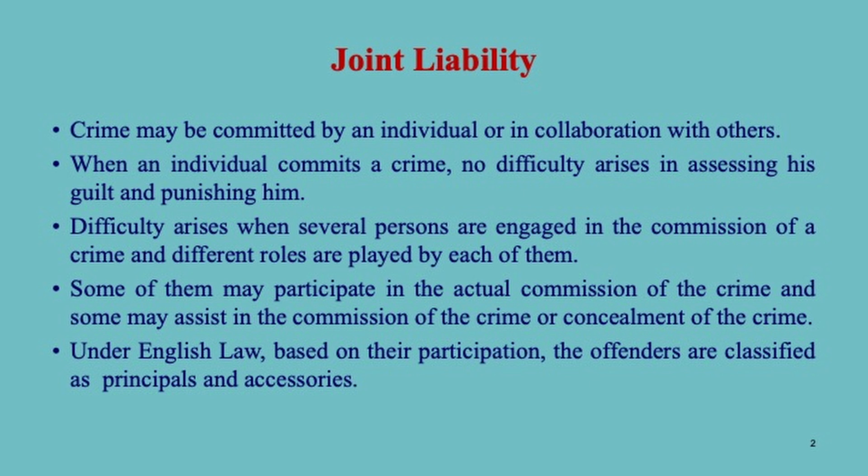When several persons are involved in the commission of a crime and different roles are played by each one of them, how are we to fix their liability? Some of them may be involved in actual commission of the crime, while others may assist in committing the crime or after committing the crime. According to their mode and degree of participation in the commission of crime, they are classified as principals and accessories under English law. Principals are those who are involved in the actual commission of the crime, and accessories are those who assist in the crime before or after the commission of the crime.